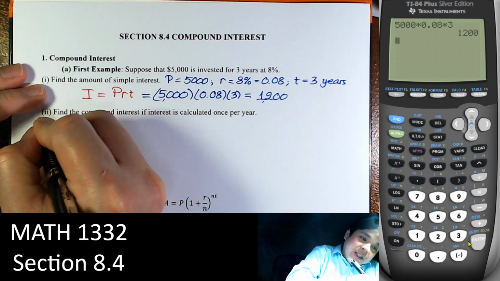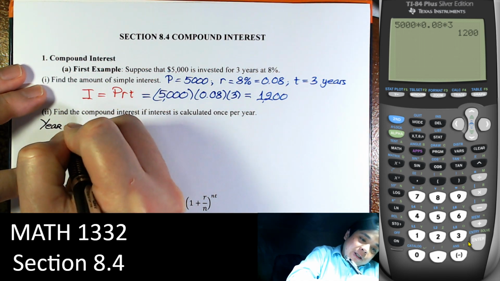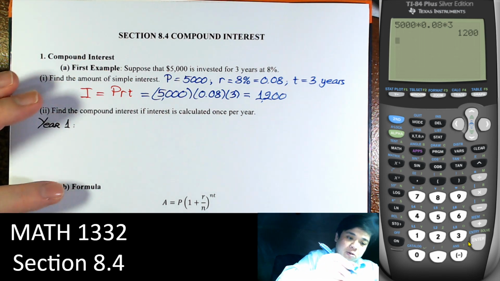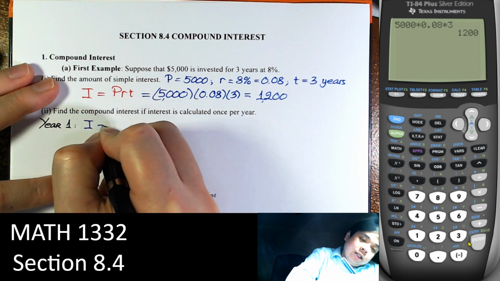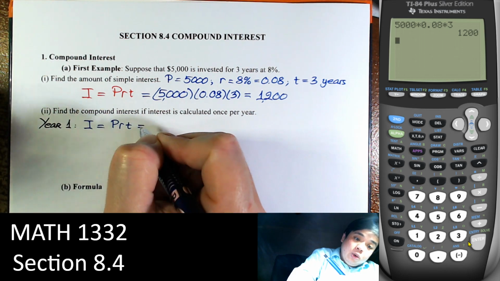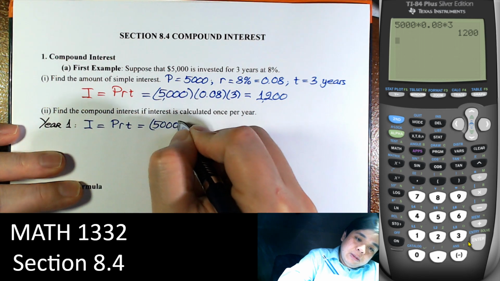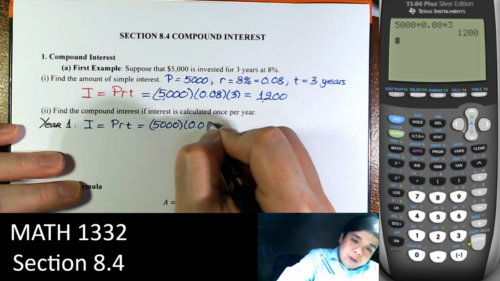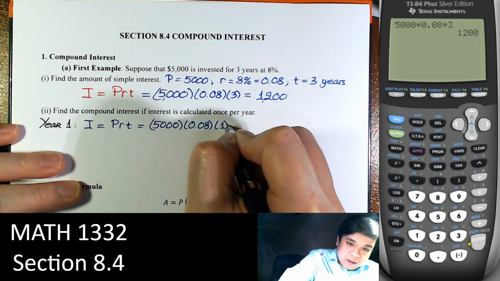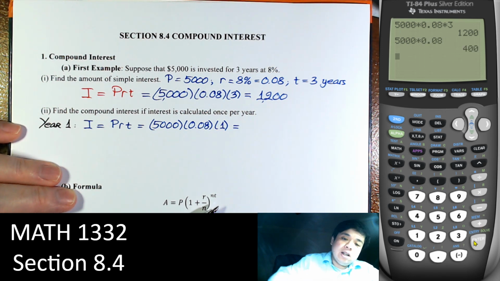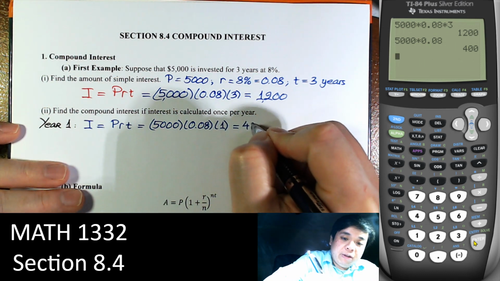For year 1, now we only calculate the interest here, right? So the interest is equal to PRT. This is only for 1 year. So it is for 1 year only. Right, that's $400. So in the first year we have $400 interest.